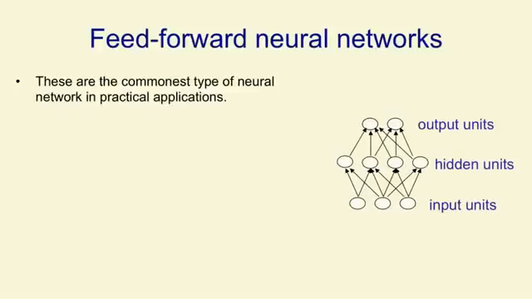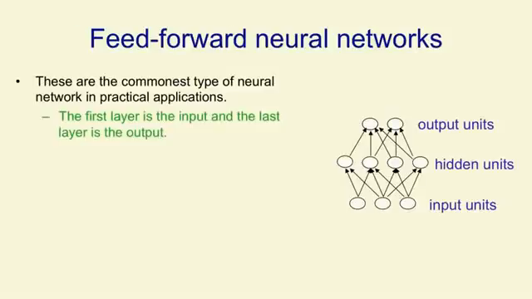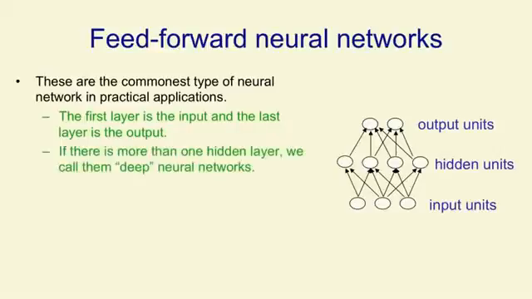The commonest type of neural network in practical applications is a feed-forward neural network. This has some input units in the first layer at the bottom, some output units in the last layer at the top, and one or more layers of hidden units. If there's more than one layer of hidden units, we call them deep neural networks.